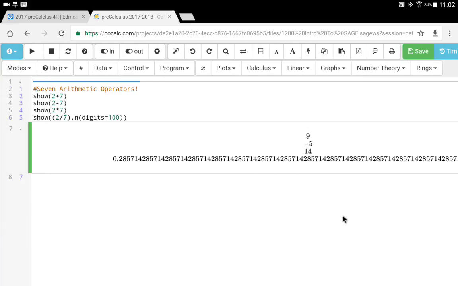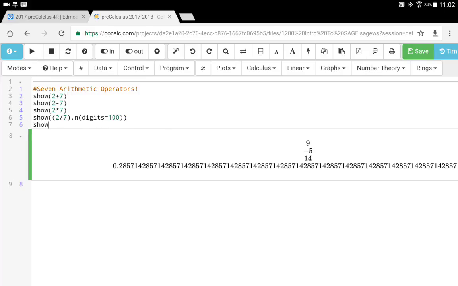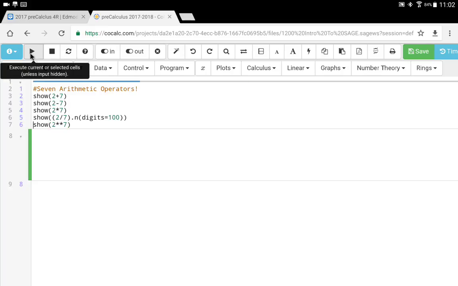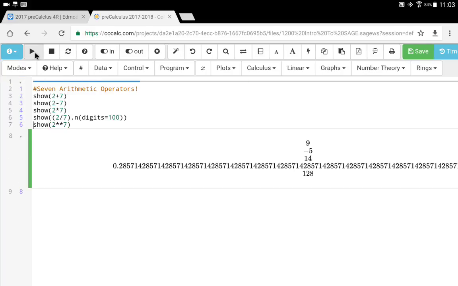Okay, so I said there were 7 operators. Give me another one. Add, subtract, multiply, divide, exponentiate, right? How about this? Show 2 to the 7th. Notice the symbol for exponentiation in Python, the Python programming language. It's like multiply, multiply. It's like a lot of multiplying, right? Isn't that what you're doing in exponentiation? Okay, so run that. And you get 128, right? How about 2 to the 77?